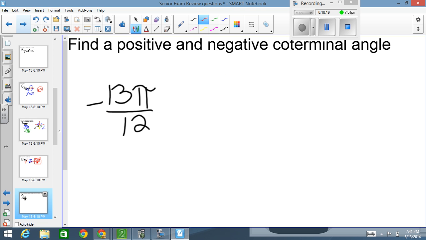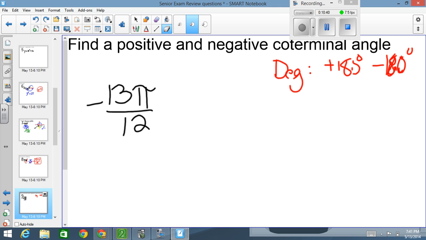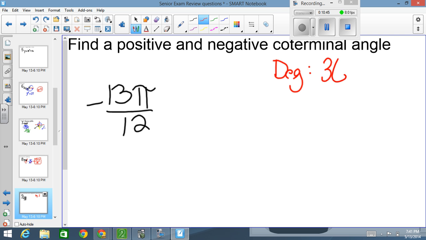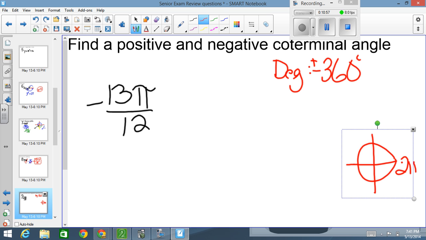Okay. Positive and negative coterminal angle. Just so you know for future reference, if you're dealing in degrees, then you're just going to be adding or subtracting 360. Sorry, obviously 360 is one complete trip around. So 360, positive or negative, is what you're going to be using. But when we're in radians, you have to think about the fact that one time around is 2 pi.